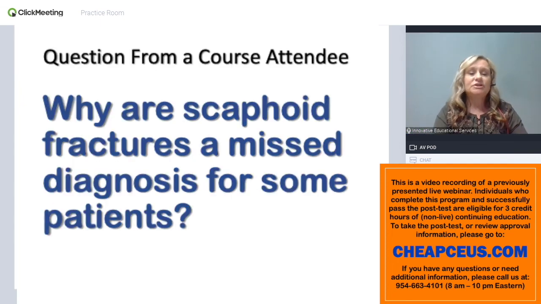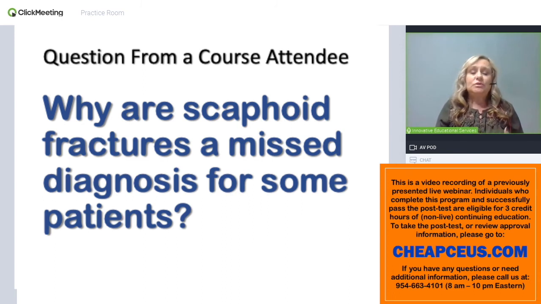Why are scaphoid fractures a missed diagnosis for some patients? The clinical presentation of pain and swelling with a scaphoid fracture could be consistent with a wrist sprain, along with the mechanism of injury. Also, the fracture is not typically obvious on radiologic examination, and there might be a lot of swelling in the area of the scaphoid and associated soft tissue trauma in the region. All of this can impair visualization of this complex anatomical region to begin with.